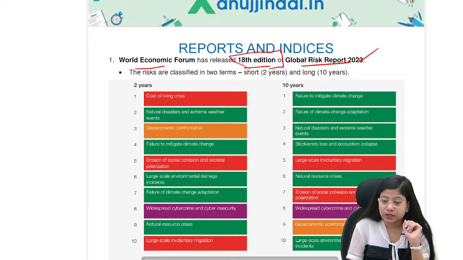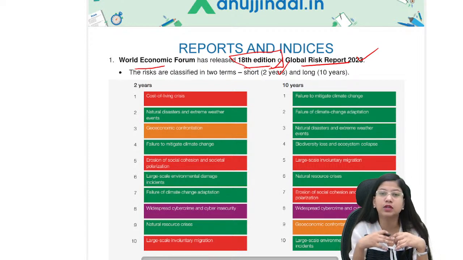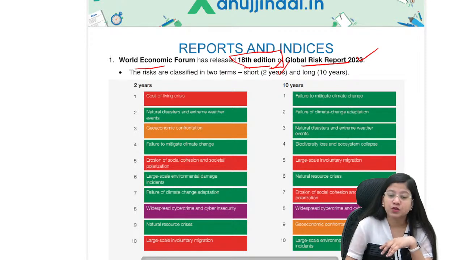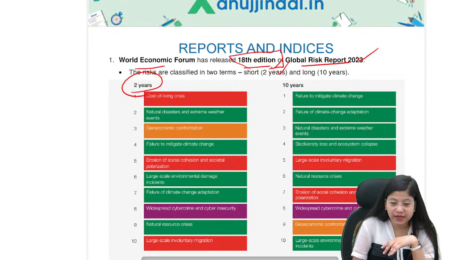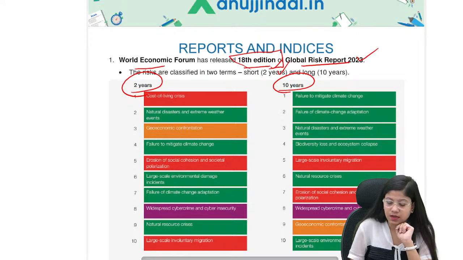Firstly, the 18th edition of the Global Risk Report was released, and it categorizes the risks that the world is going to face in the short term and in the long term. In the short term it has specified these risks, and in the long term it has specified these 10 risks. And you don't have to remember all these risks.